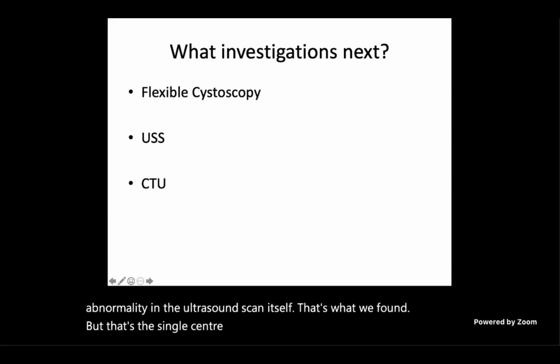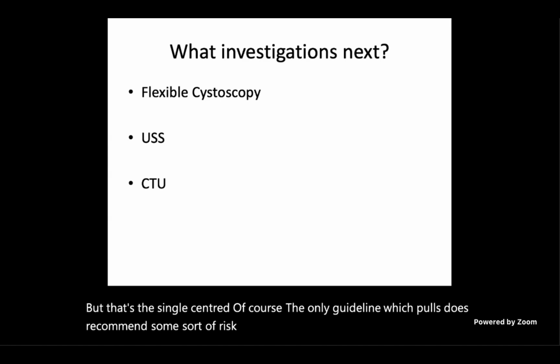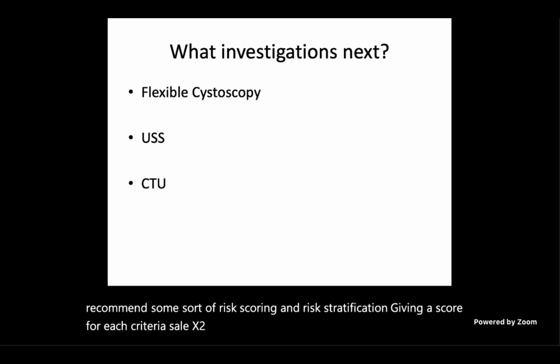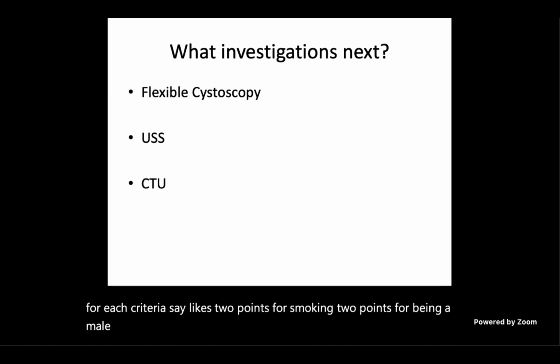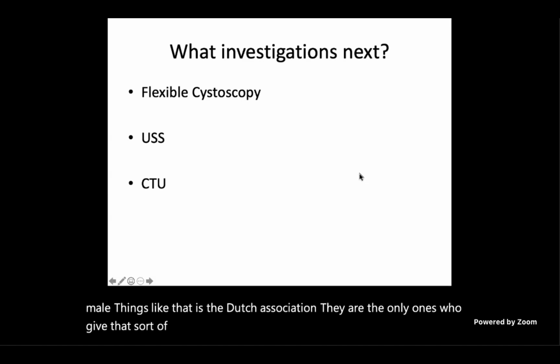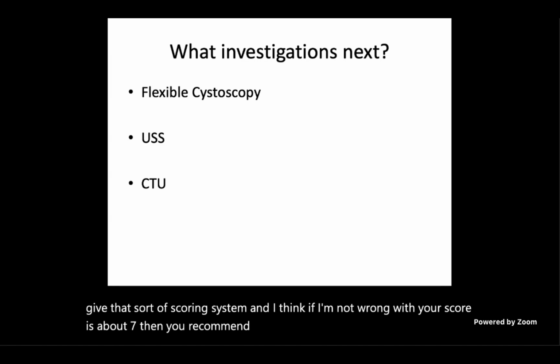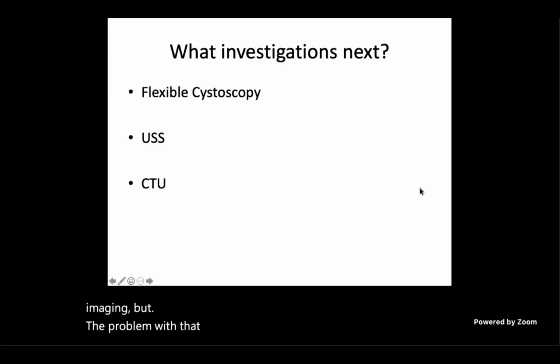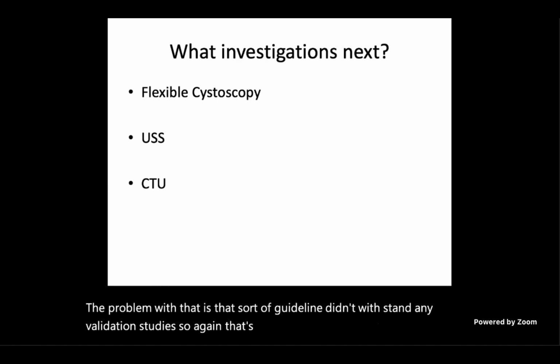The only guideline which does recommend some sort of risk scoring and risk stratification, giving a score for each criterion, say like 2 points for smoking, 2 points for being male, things like that, is the Dutch Association. They are the only one who give that sort of scoring system. And I think, if I'm not wrong, if your score is above 7, then you recommend a second line upper tract imaging. But the problem with that is that guideline didn't withstand any validation studies. So again, that's a little bit of a debate.